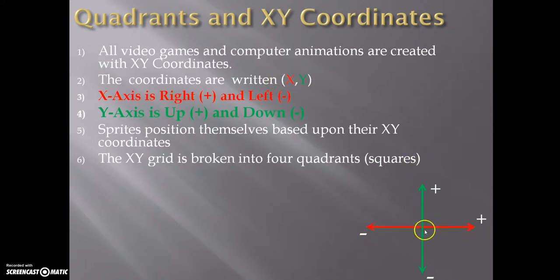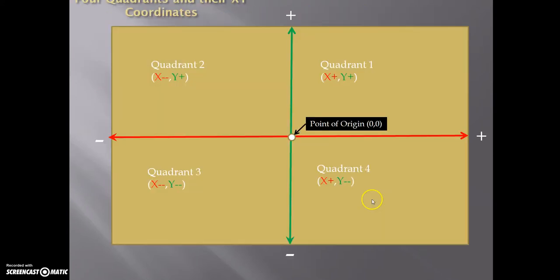X is horizontal, y is vertical. Your x-axis is positive to the right, negative to the left. Your y-axis is positive up and negative down. Sprites position themselves on the x, y coordinates, and the x, y grid is broken up into 4 quadrants. I'll show you these right now.